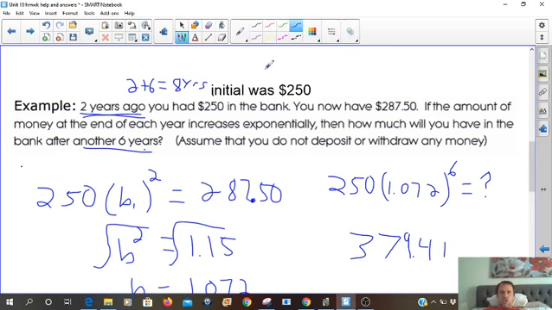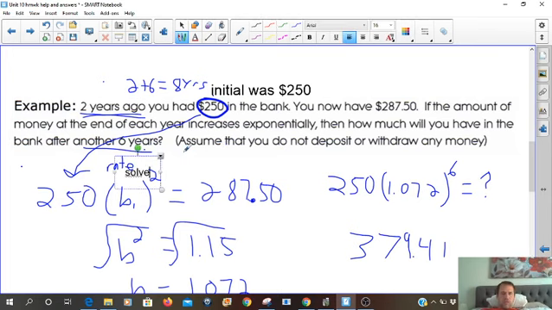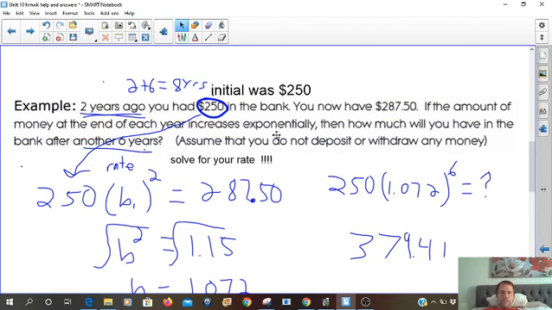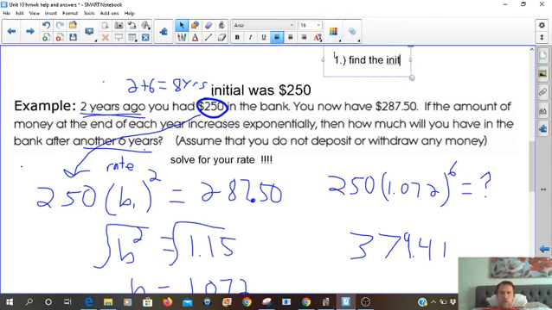So now we take our $250, which is our initial money that we deposited, and that goes in front. Then you have your rate that goes here, that we have to solve for first. So this would be the next step, right, is to solve for your rate. Every time, solve for your rate. So that'll be a step in there. So I guess if we were breaking this down into steps, you'd say step number 1, find the initial. Step number 2, use that and solve for the rate, right?